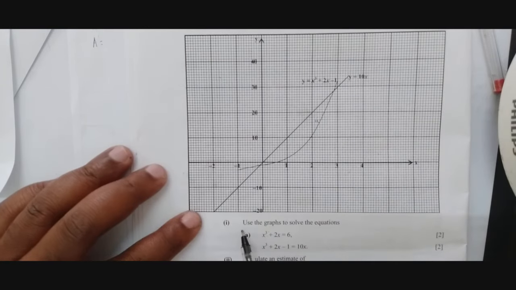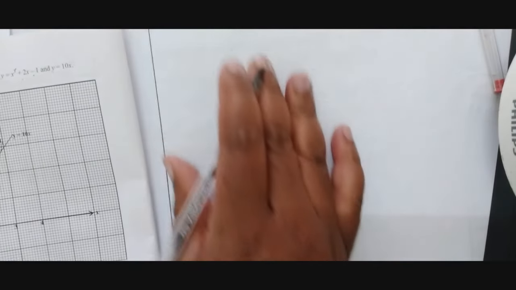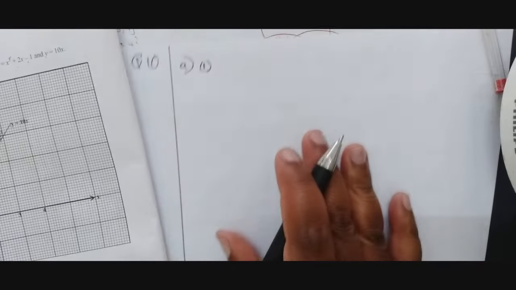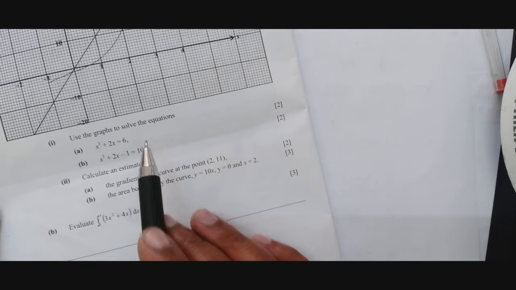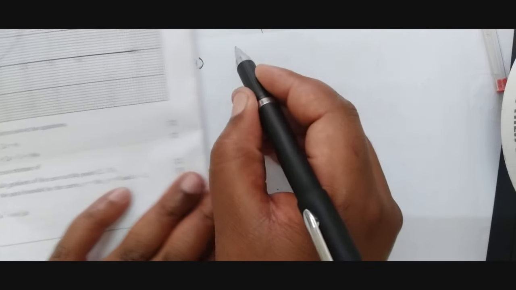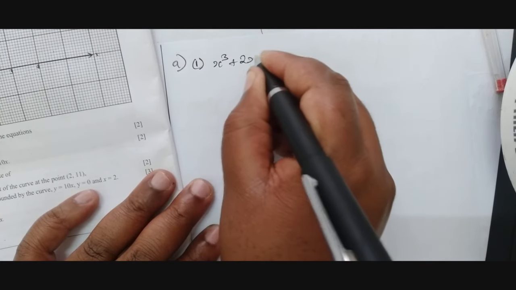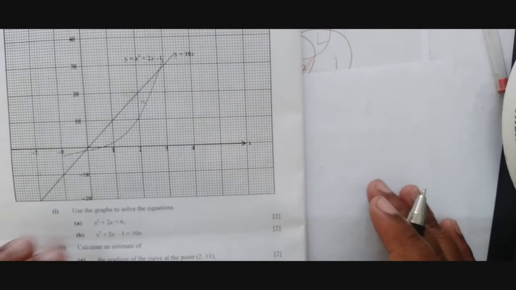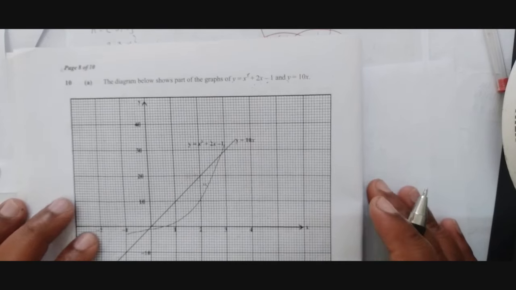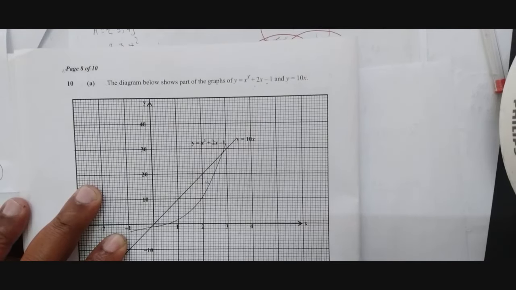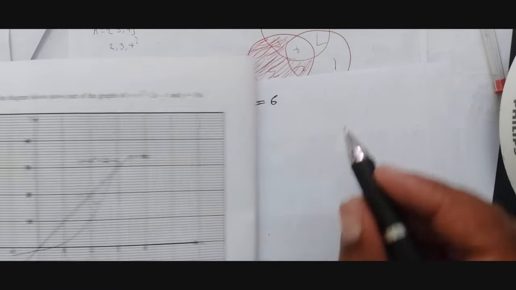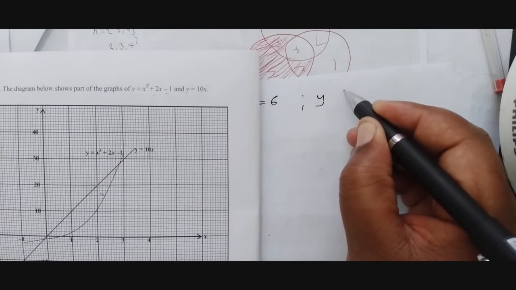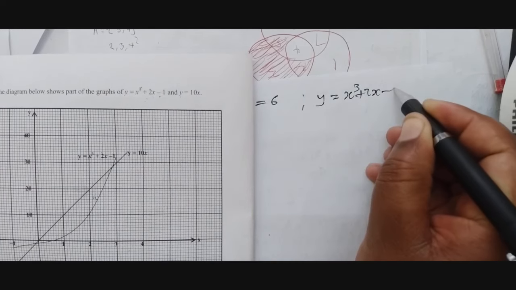Alright? So, Roman numeral 1 under part A of question 10. What are we saying? We are saying use your graphs to solve the equations. What are these equations? X to the power 3 plus 2x, the answer is what? 6. Now, for you to solve these equations nicely, you need to look at the equation of the graph. That is, y is equal to x to the power 3 plus 2x minus 1.